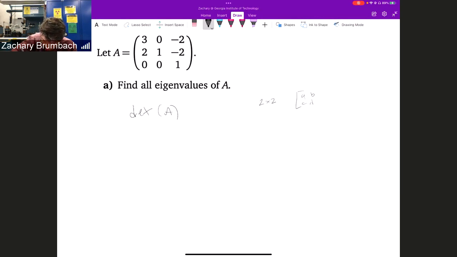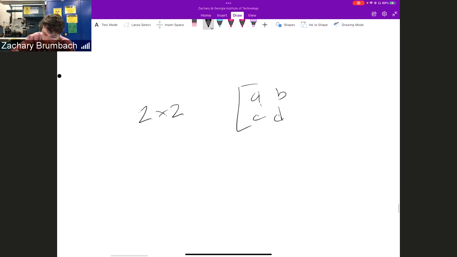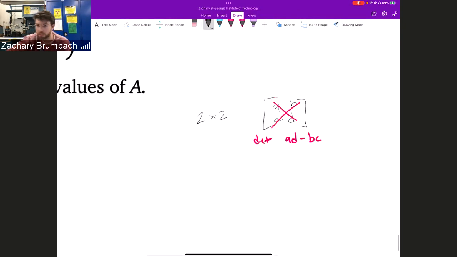A, B, C, D. Okay. For a 2 by 2, we just take this big diagonal and we subtract the little diagonal. So the determinant of a 2 by 2 is AD minus BC. Easy formula. That's the only thing that you really should memorize.